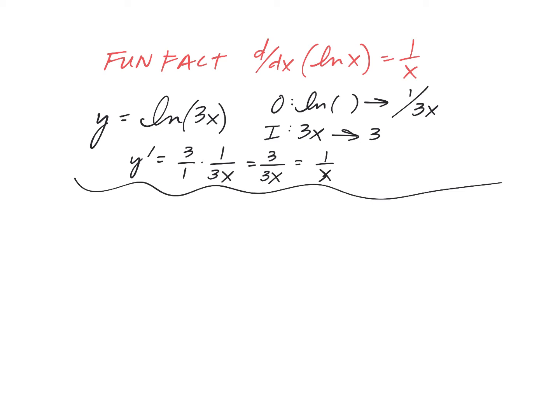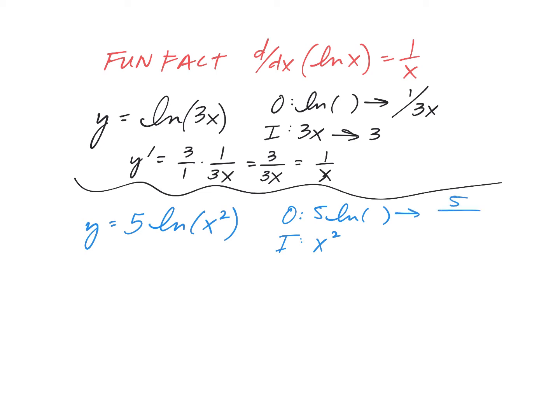Now let's look at a similar example. Let's say this time we have a coefficient out front. So it's still going to be a two-level chain rule, remembering that a coefficient is never a level in itself. So that coefficient will just be part of the outside function. The derivative of the outside will be 5 over what started in parentheses, so that's x squared. The derivative of x squared is 2x.